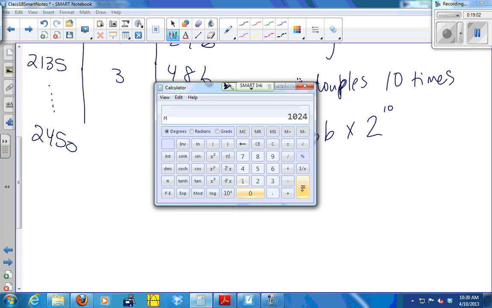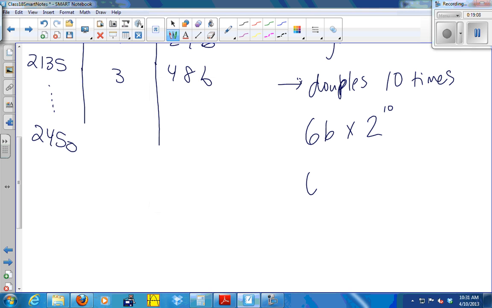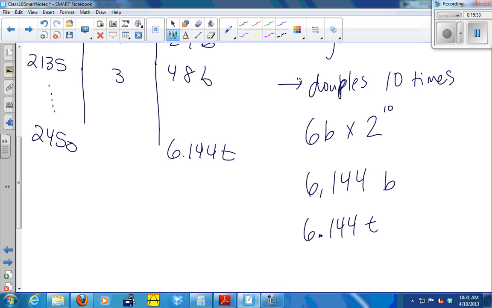2 to the 10th is 1,024, times 6 billion is 6,144 billion, which is actually 6.144 trillion. So that's my population in 2450: 6.144 trillion.